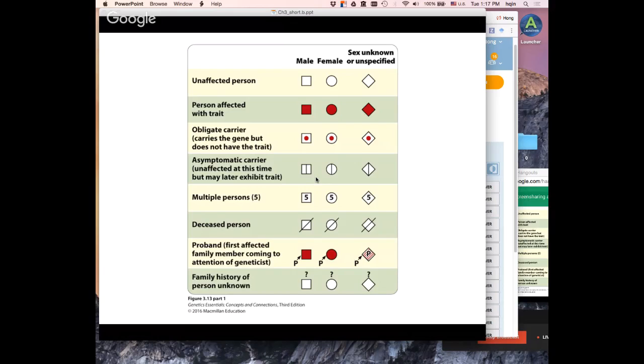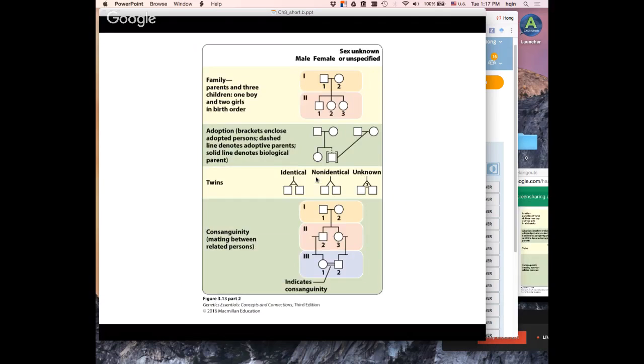Someone with unknown family history is this. And nowadays the symbols are kind of important because we have genotype information so readily available, and everyone's genealogy is clear, at least to most people. And this is an actual example. The square means male, and round is always female. The firstborn is the boy, and the second and third children are the girls. The pedigree even has an adoption symbol.